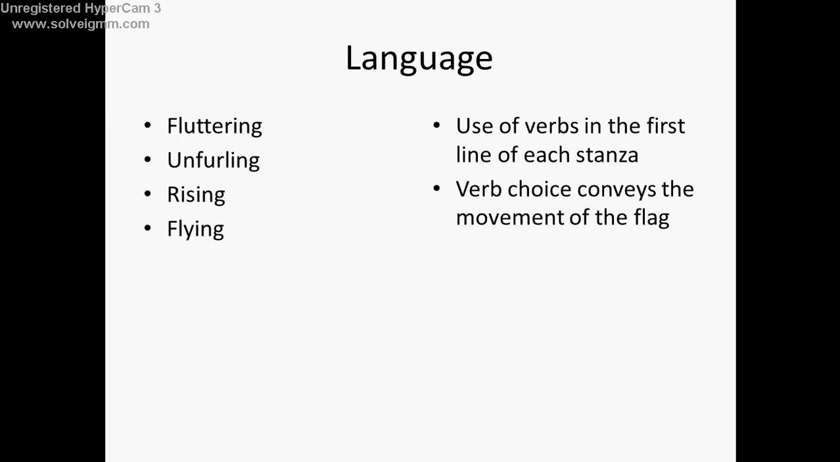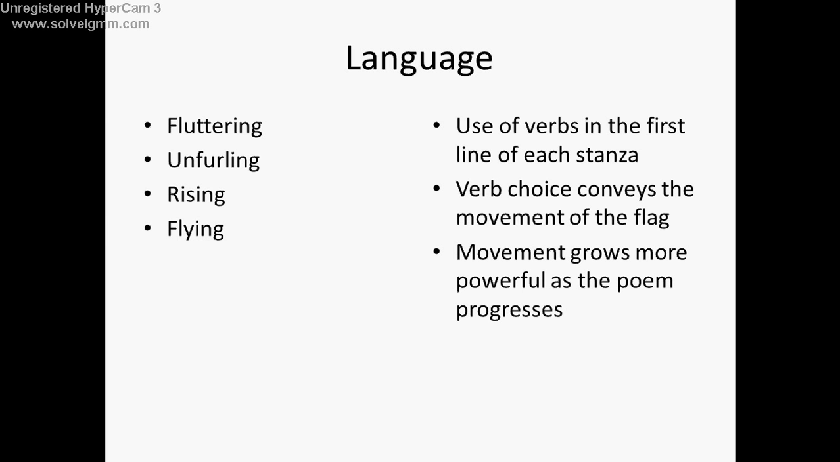You will notice that as we go through the poem, the movement of the flag is growing more powerful. If you compare fluttering to flying, there's a different connotation to flying that suggests more power, more dominance, and there's this steady progression as the poem goes from the first stanza right through to the end. So again, I've identified, but what does this mean?